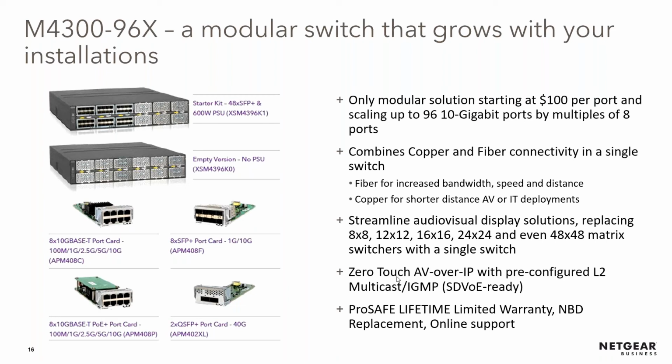These are also important if you're going to do any stacking. So you can take up to 3 of the 96X chassis and provide a 72 by 72 by providing 40 gig LAGs to create a non-blocking infrastructure to support 4K video.